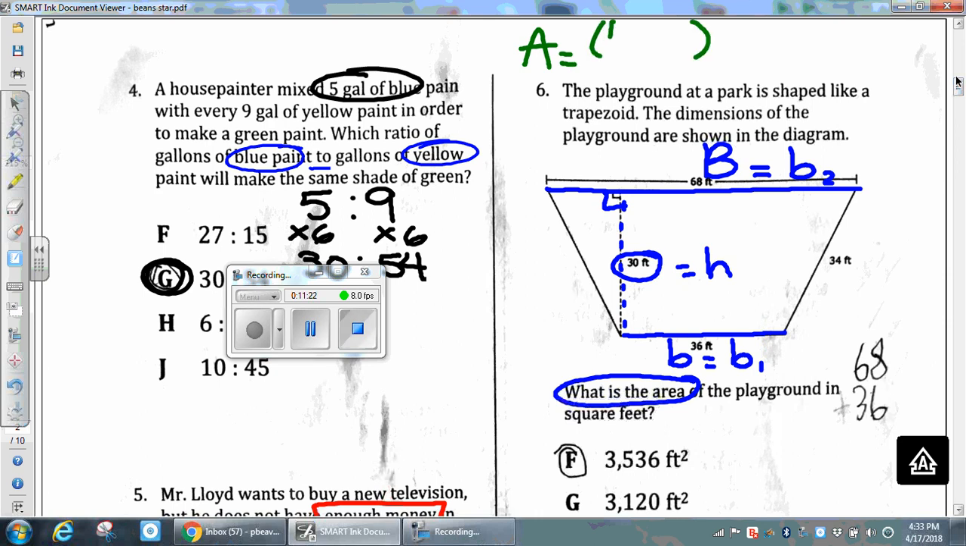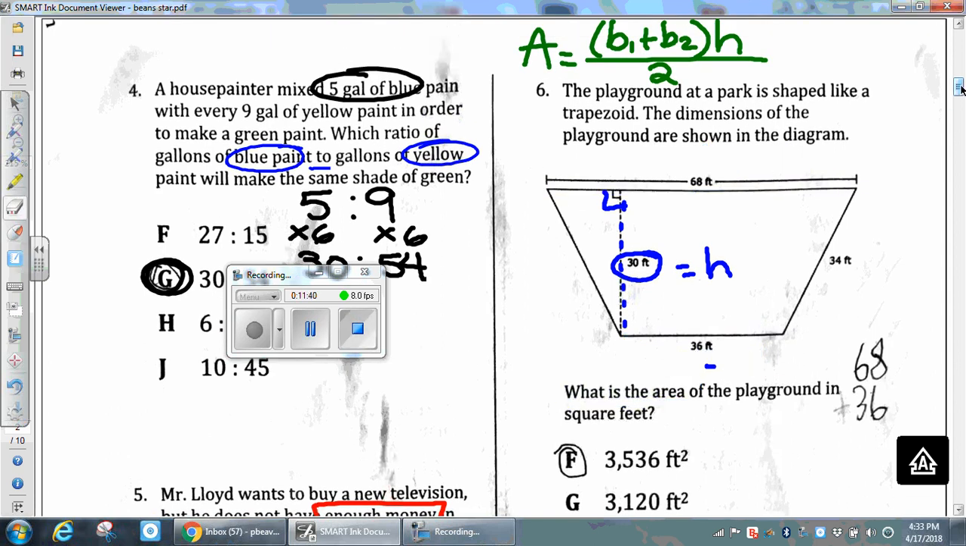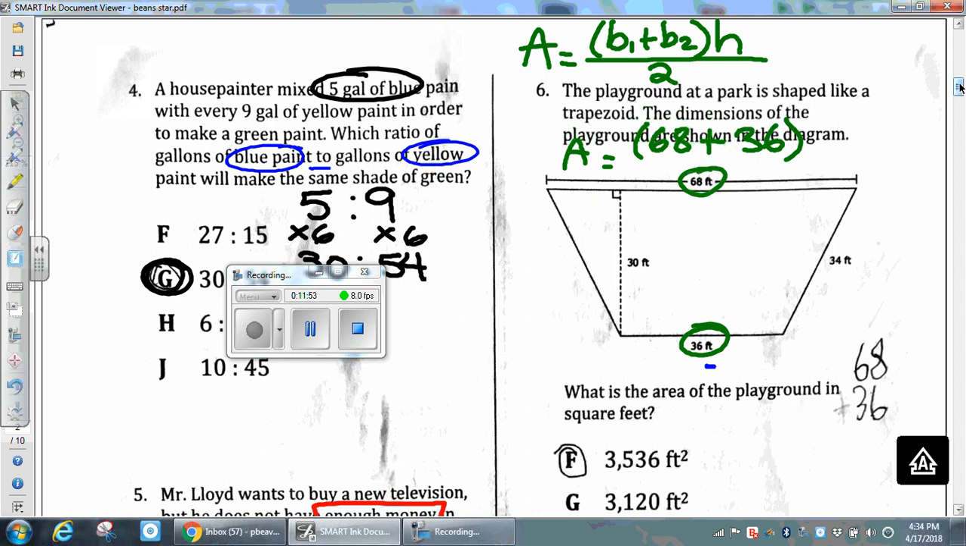So now the formula for the area of a trapezoid is going to be the sum of the two bases, b sub 1 plus b sub 2, times height, and then divided by 2. So let's go ahead and substitute all of our numbers into the formula before we start solving it. And so the area will equal the addition of 68 plus 36, times the height, which is 30, and then all of that divided by 2.